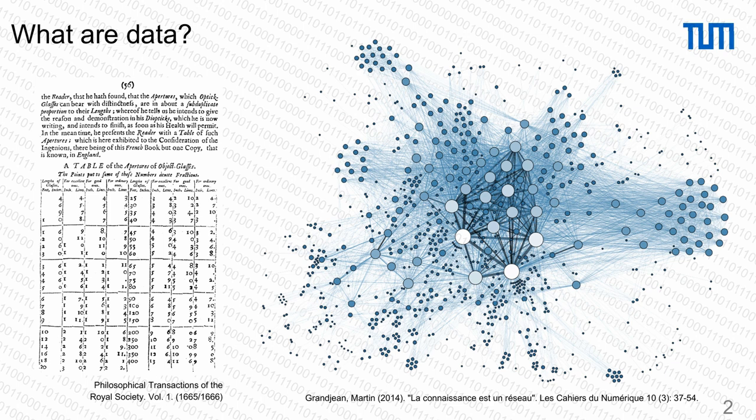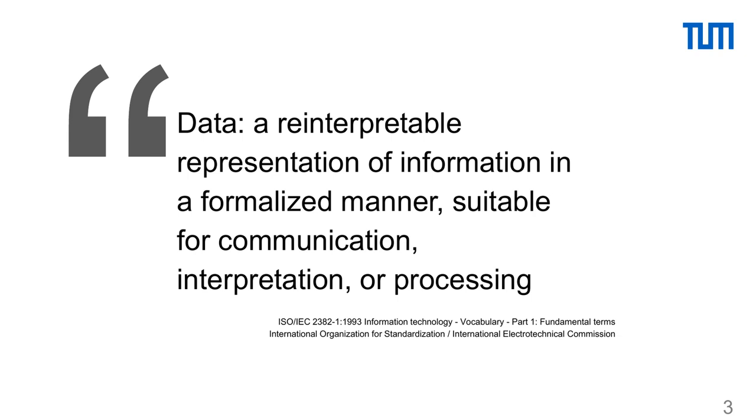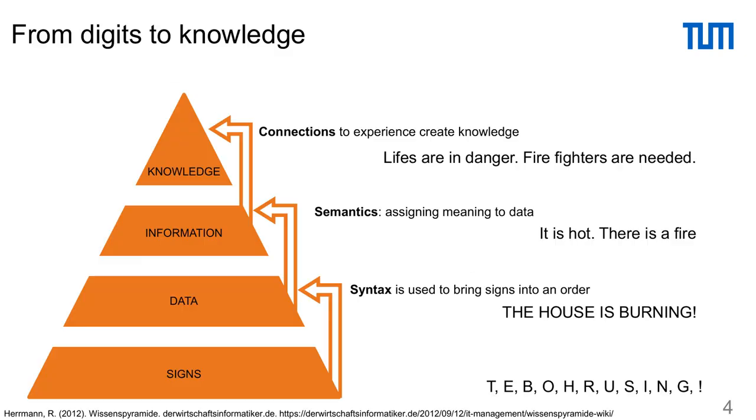Well, let's have a look at a definition of the International Organization of Standardization. They say data is a reinterpretable representation of information in a formalized manner suitable for communication, interpretation, or processing. So, data are a representation of information. How does this help us? Well, the representation of information, this we can further resolve.